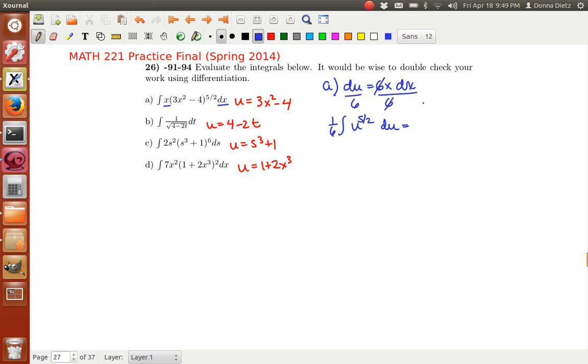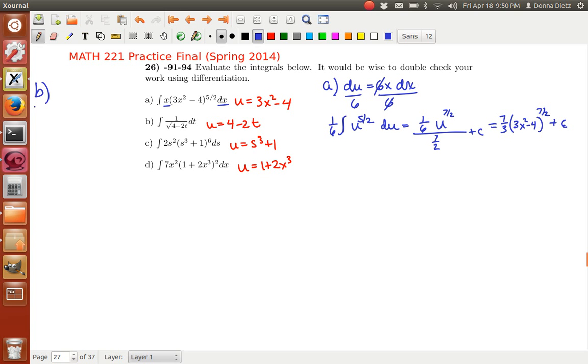Now what do you do? You have to be very, very careful, because adding 1 is not as easy as it looks. The 1/6 constant just comes along for the ride. The one you have to divide by is the 7 over 2. So it's 1/6 times 2 over 7, so it's 1 over 21, and then u to the 7 over 2 plus c. What was u? It is the 3x squared minus 4. Great. What about question B?